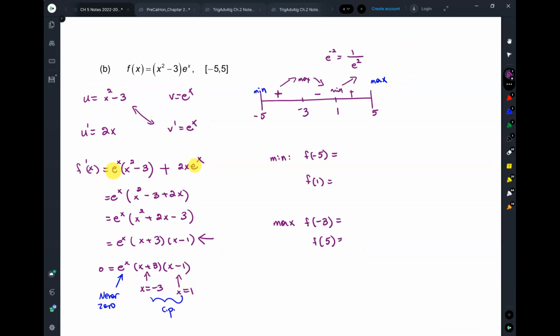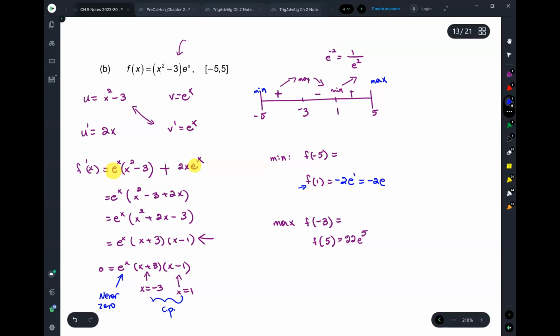Let's see what we're going to do now. I'm going to start from the very bottom, because it's a positive number. 5, we plug it in here. 5 squared is 25, minus 3 is 22, e to the 5. Let's leave it that way. Now let's do the 1 here. The f of 1, because it's positive again: 1 minus 3 is -2, e to the 1, which is just -2e.